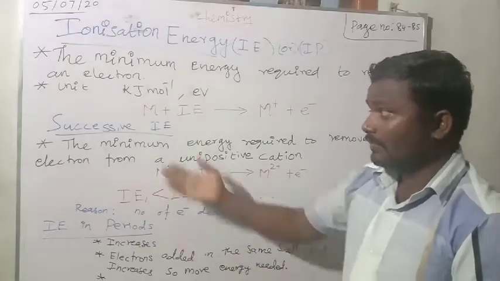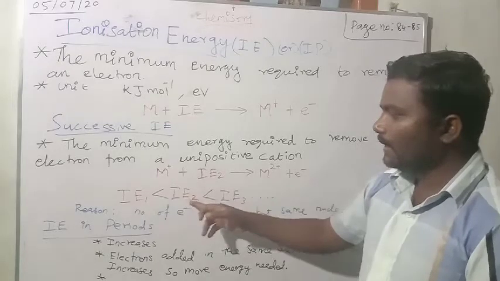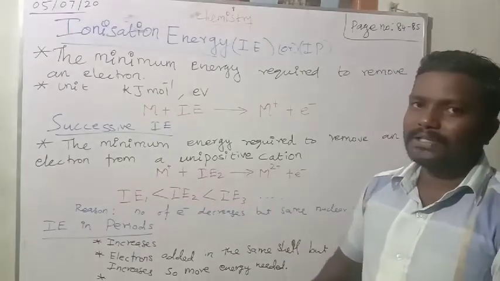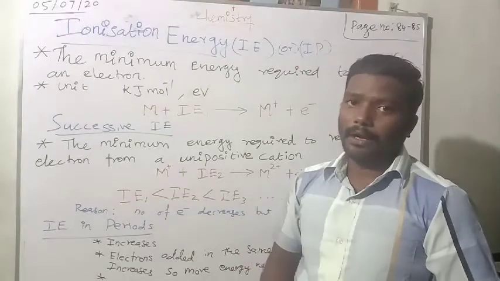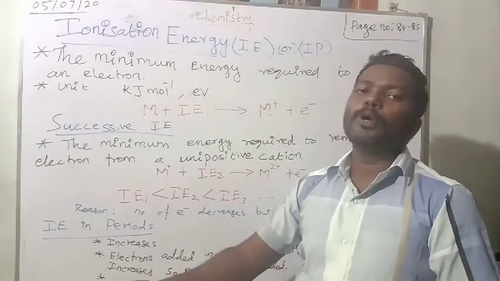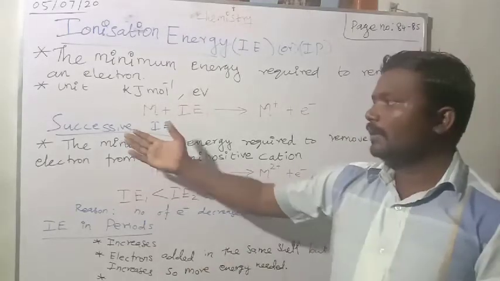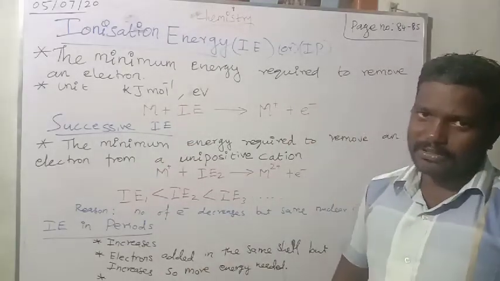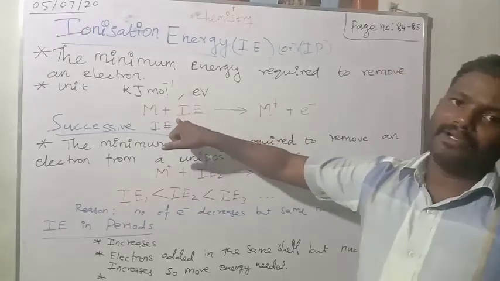Later we will also learn the successive ionization energies, IE1, IE2, IE3. That means we have already removed one electron. Again, from the cation, if we remove one more electron, that is second ionization energy. Likewise, we will learn what successive ionization energy is. Okay, right. So IE1 means first ionization energy.